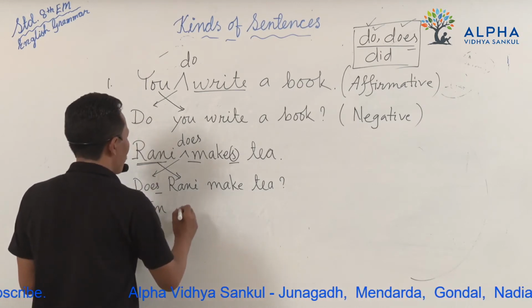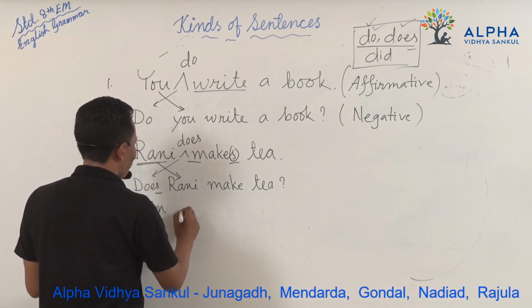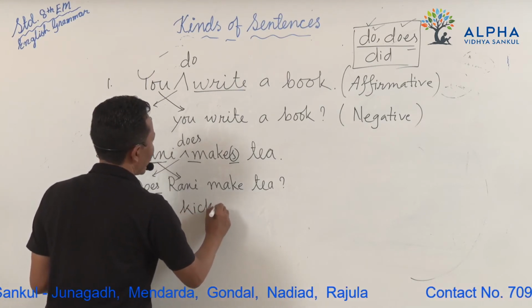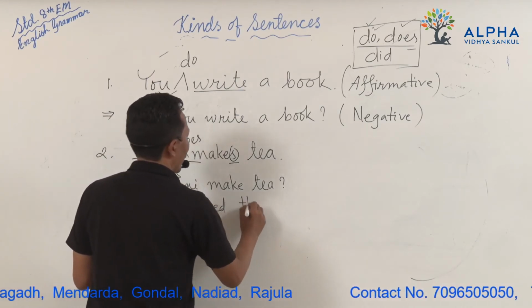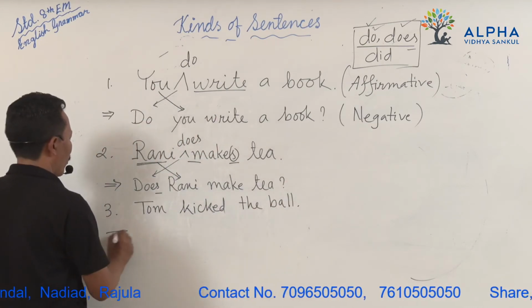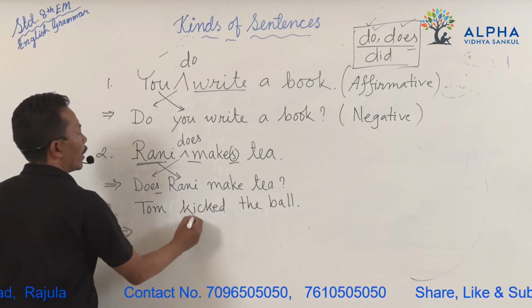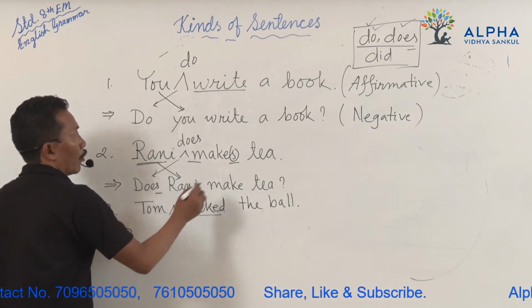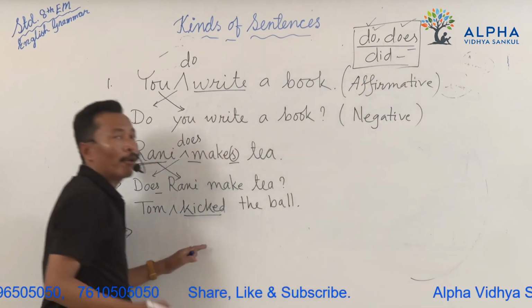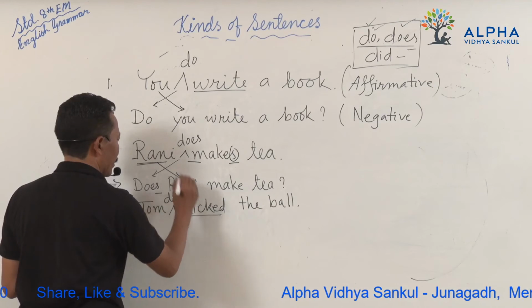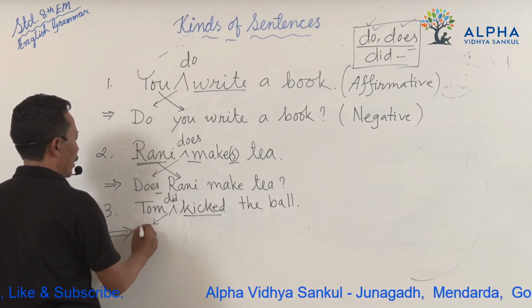Tom kicked the ball. Okay. How can we form it? Here, this is the past. For the past, what will you think that here is? For the past we use did. For the past we have to use did. So did is here. Then come here, did.